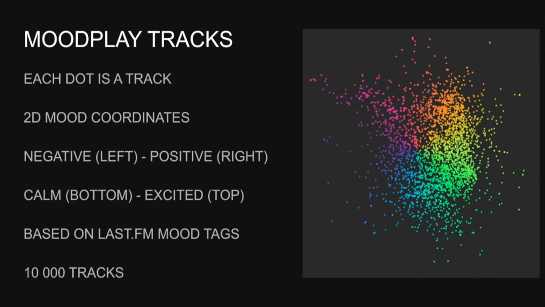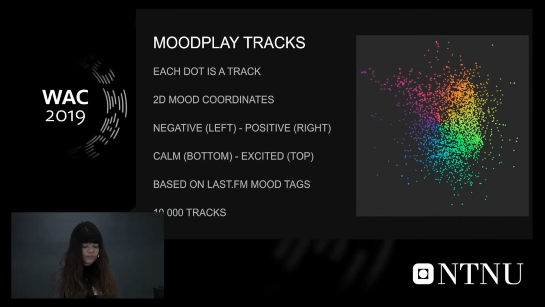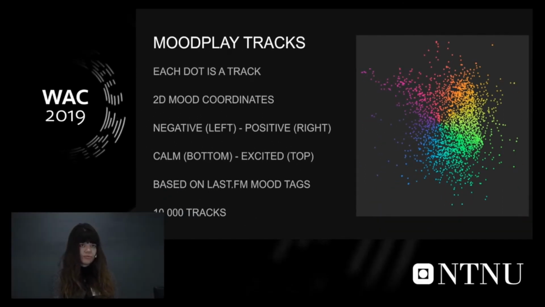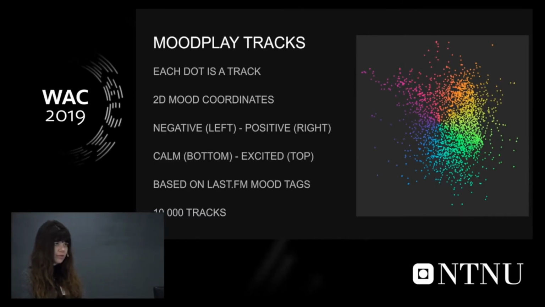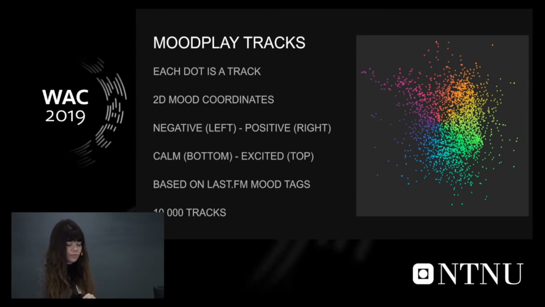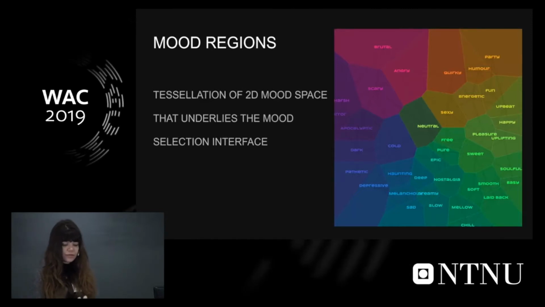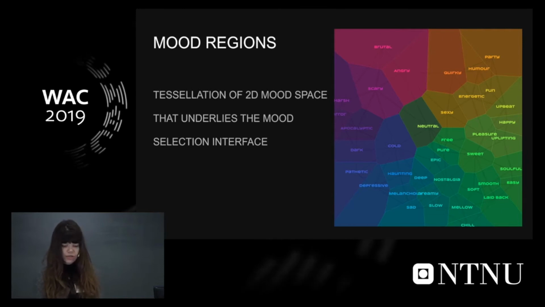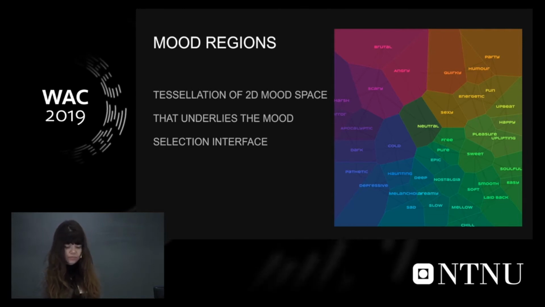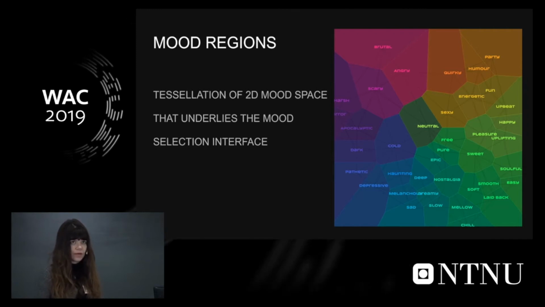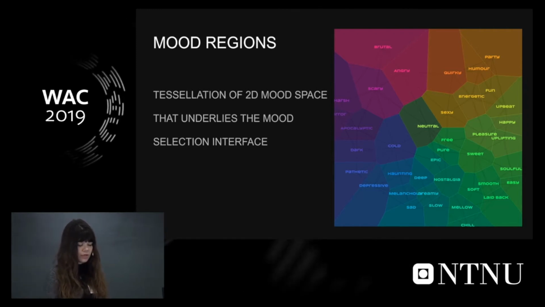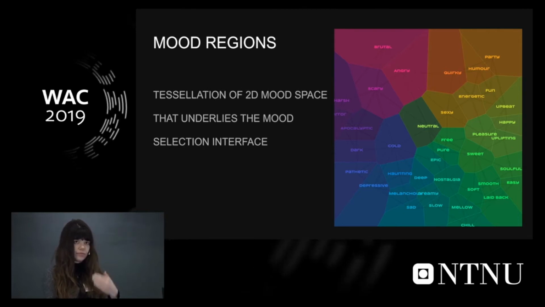These mood variables come from the website Last.fm, from human annotations, and then there's a method to compute those two-dimensional mood tags from them. It has 10,000 tracks. These moods can be grouped into regions. Here you see names like scary, angry, and then party, upbeat, mellow, slow, depending on these two coordinates. That is the underlying basis for how you can select music on MOODPLAY.